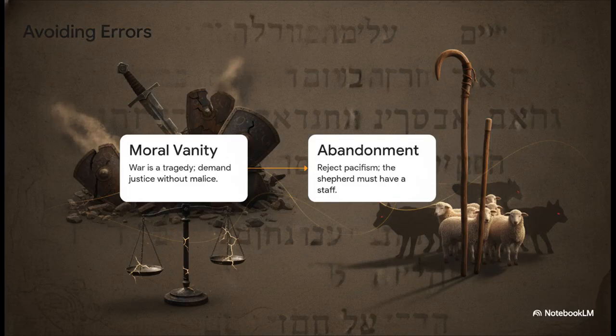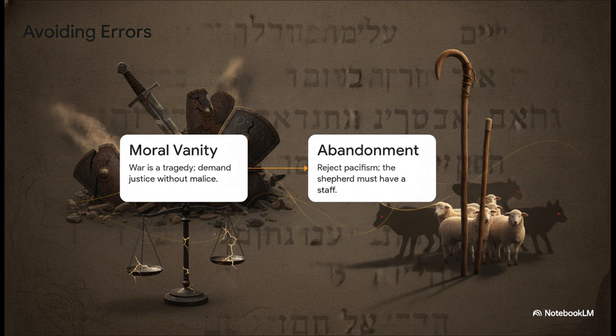By filtering just war through Scripture, the framework argues you avoid two massive pitfalls. Step 1 is avoiding the error of moral vanity. This is the recognition that war is never a humanitarian success story. It is always a grim tragedy. Justice must be demanded, for sure, but without giving in to pride or malice.